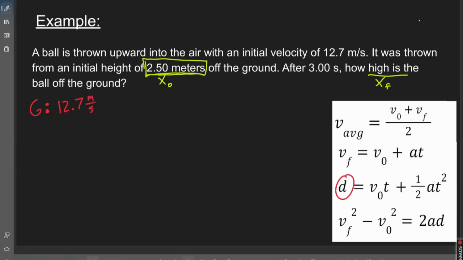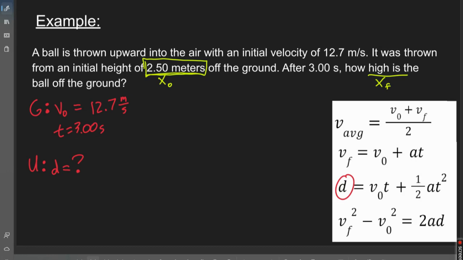Oh, I need to write what that is. It doesn't help me if I don't know what that is. So 12.7 meters per second, that is our initial velocity. All right, thrown from an initial height of 2.50 meters, right? We said we'll come back to that. After 3 seconds, so time 3.00 seconds, how high is the ball off the ground? All right, so there's our givens there. Our unknowns, we're looking for how high is the ball off the ground, so that's d equals question mark, our displacement.